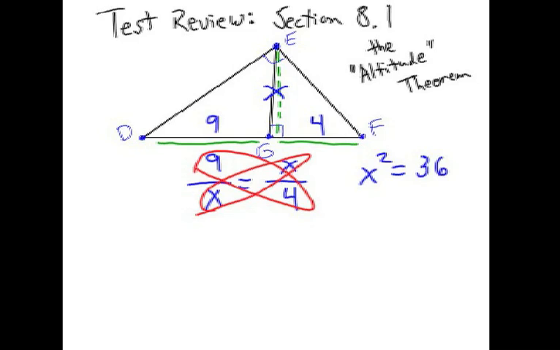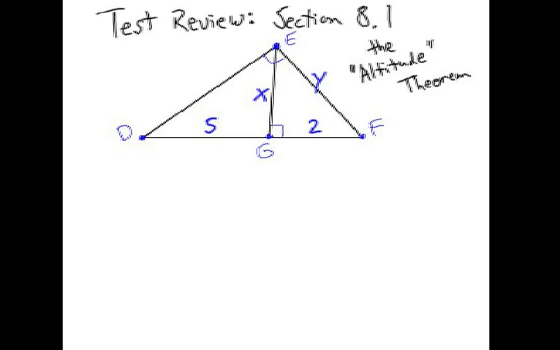We're going to take the square root of both sides. And of course my answer is going to be 6. So the altitude would have to be 6 units long. Now you try the next example.